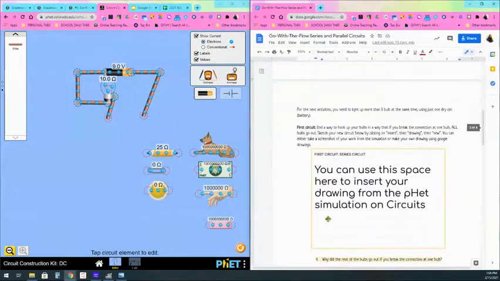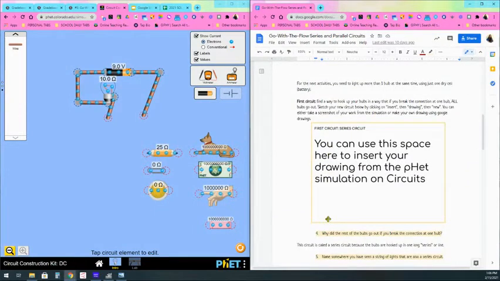Now, for the next activities, you need to light up more than one bulb at a time using just one dry cell or one battery. So for your first circuit, you were to find a way to hook up your bulbs in a way that if you break the connection at one bulb, all the bulbs go out. And then you were to include your sketch here.